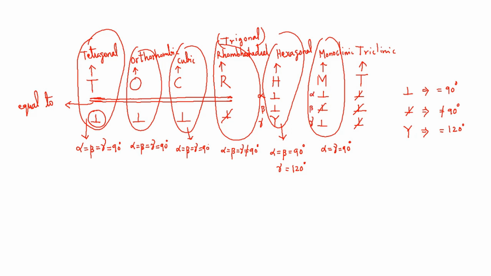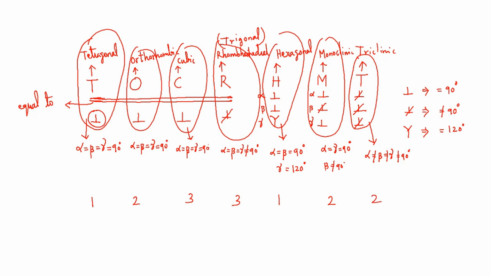So beta is not equal to 90 degree, and for triclinic, alpha is not equal to beta, this is not equal to gamma, and this is not equal to 90 degree. So like this we can write the three angles, and for the three edge lengths you have to remember a number: 1, 2, 3, 3, 1, 2, 2.